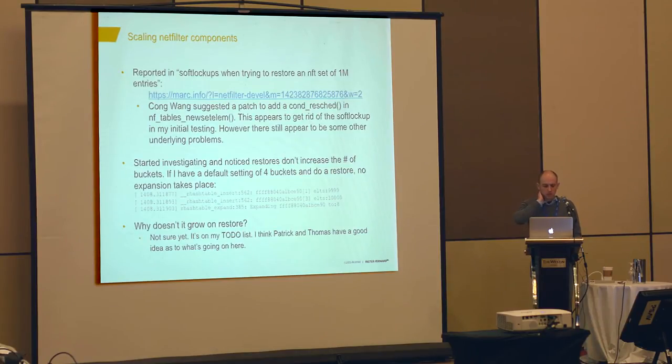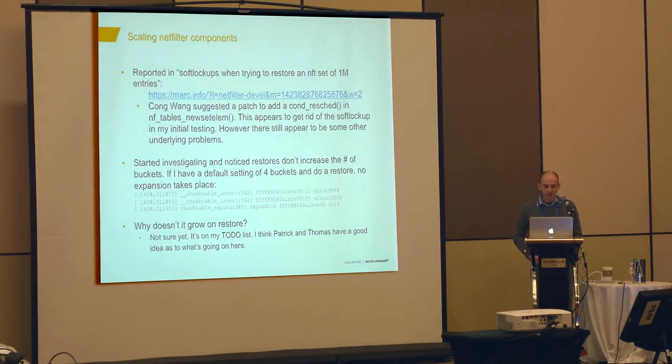Looking into it in a little more detail, right now there seems to be a problem where, when we do set restores, the hash table isn't growing properly. I think NFT hash sets start with an initial size of 4 buckets. And when we try to do a restore here of 10,000 elements, it doesn't do the expansion until after the restore is complete. So why doesn't it grow on restore? I'm not sure yet.